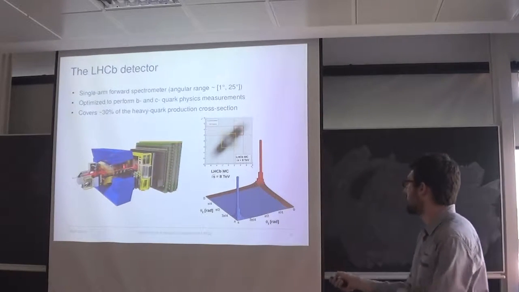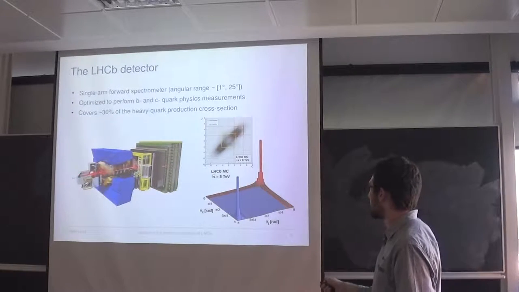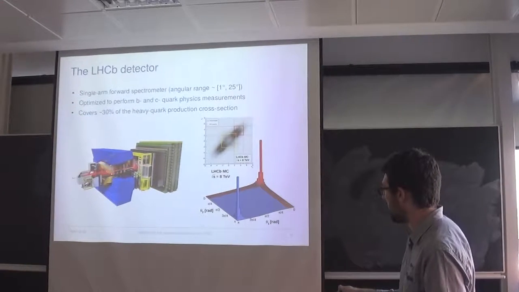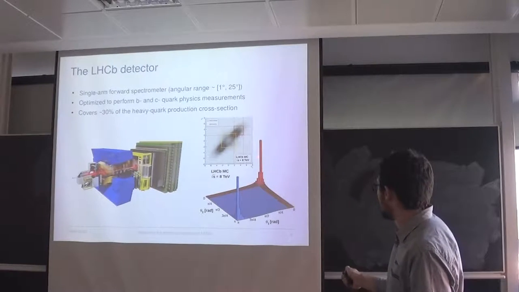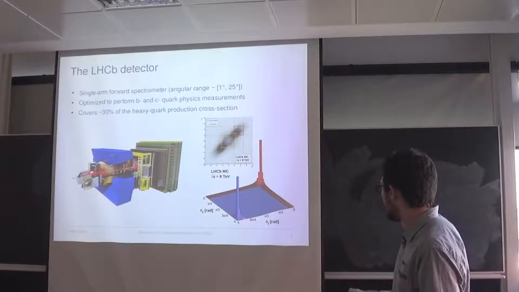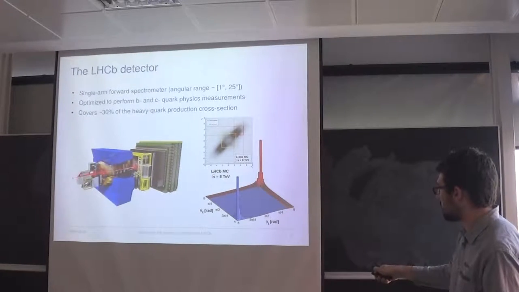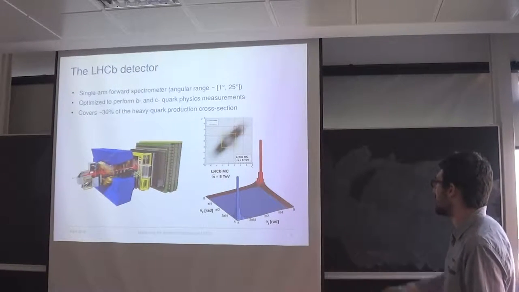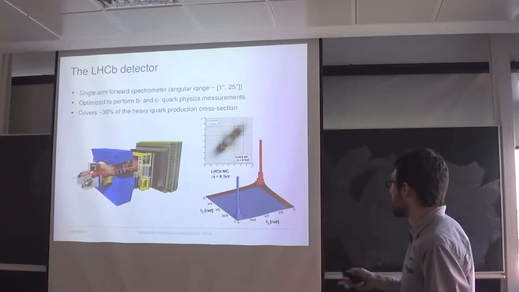Okay, so this is a scheme of the LHCb detector. It is a single arm forward spectrometer with an angular range between 1 and 25 degrees from the beam pipe. And this is the cross section of the b-bbar production jets. So you can see here, this is the collision point, half of the b-bbar jets are in this direction, and the other half is in the backward direction. But for economic reasons, only one of the arms is constructed. So roughly it covers 30% of the heavy quark production cross section.